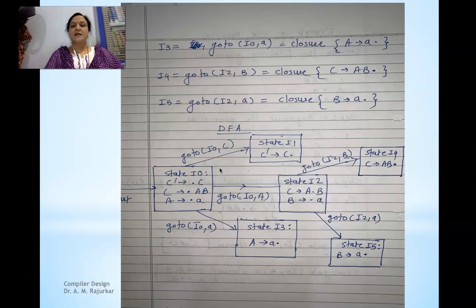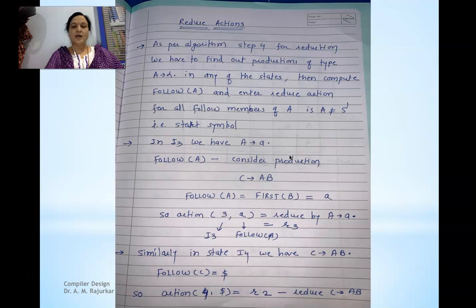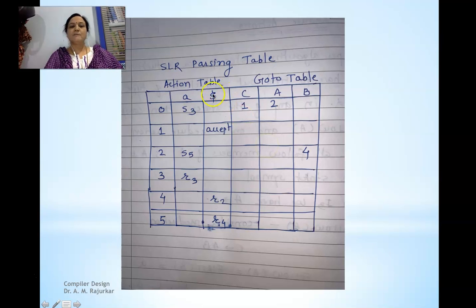So see that in I0 to I5, where do we get reduction by the start symbol of the grammar? In I1, we are getting reduction of the start symbol of the grammar, C dash tends to C dot. This will lead to an accept action. So as per step 5 in the algorithm, there is a production C dash tends to C dot in state 1. So the action will be 1 comma dollar is equal to accept. So fill up 1 comma dollar is equal to accept.